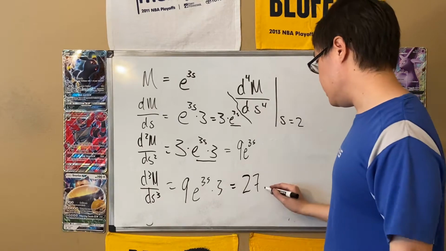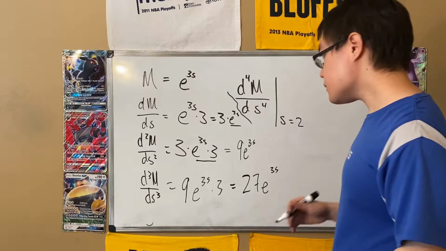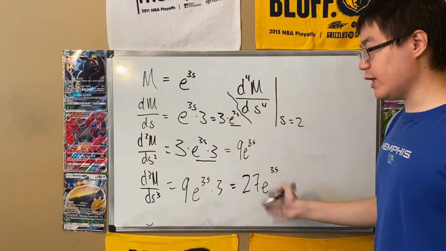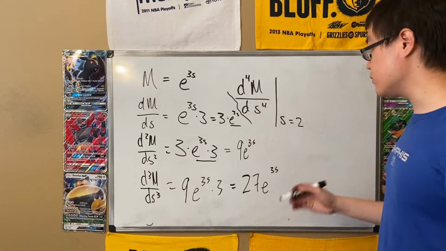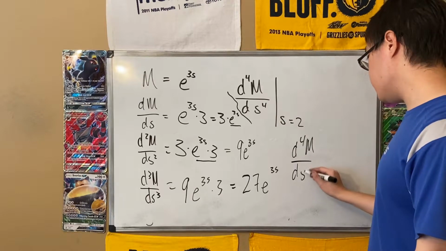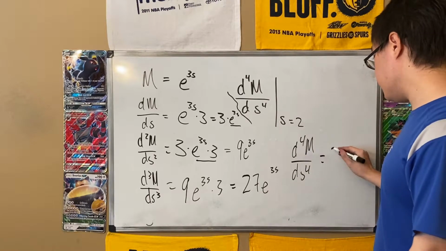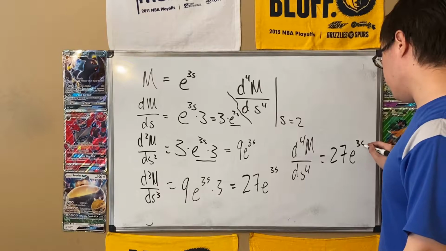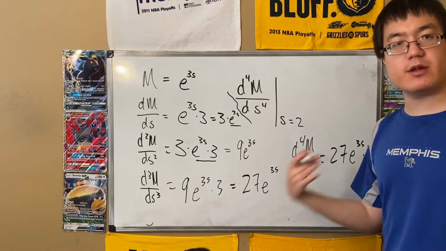Another times 3, e to the 3s. So what's the fourth derivative? Again, I simplified the third derivative to make the fourth derivative a little bit nicer. But what is this fourth derivative? Well, it's going to be the derivative of this, 27 e to the 3s, and then one final time we're going to multiply by 3.